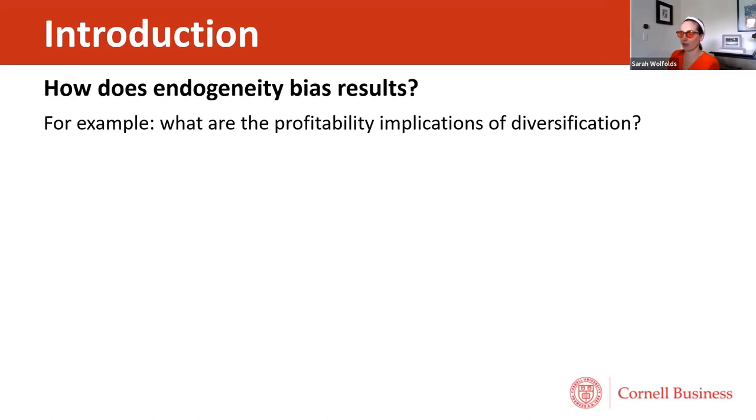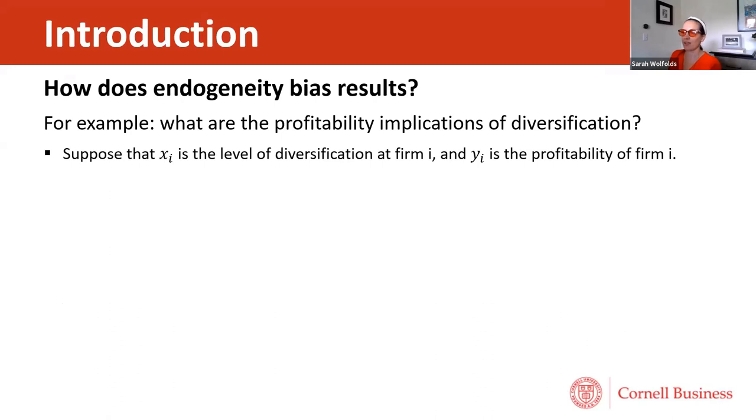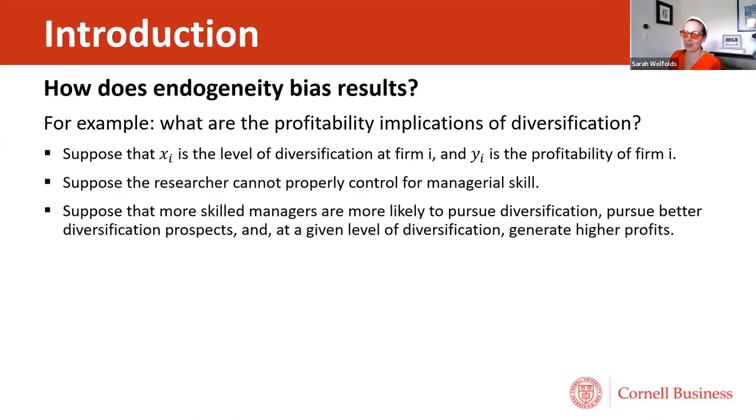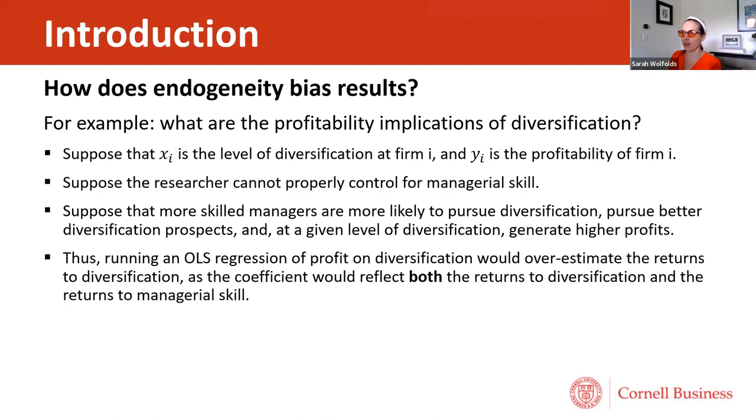So how does endogeneity bias results? Think about a classic strategy question: what are the profitability implications of diversification? Suppose x on the right-hand side is the level of diversification, and we're trying to explore its effect on y, the profitability of firm i. Suppose that you as a researcher can't properly control for managerial skill, and you think that more skilled managers are more likely to pursue diversification, more likely to pursue better diversification prospects, and at a given level of diversification, more likely to generate higher profits. Then if we were to run an OLS regression of profit on diversification, we would overestimate the returns to diversification. This coefficient, that beta hat, would reflect both returns to diversification and returns to managerial skill. We call this affirmative bias. This is the directionality of the bias in that example.